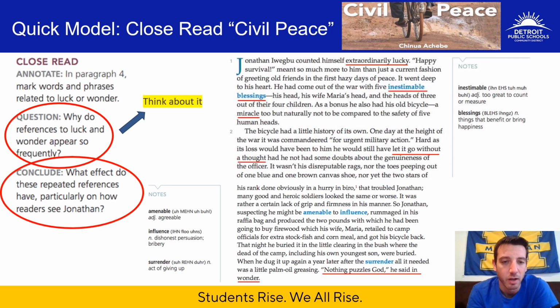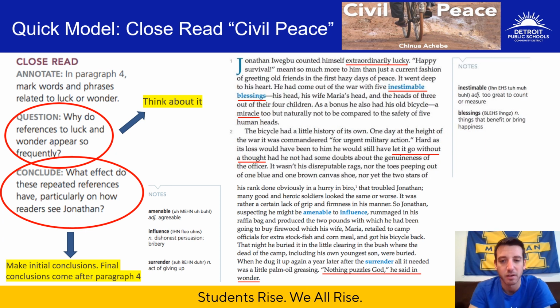And then the conclude part: what effects do these repeated references have, particularly on how readers see Jonathan? I'm not going to make a final conclusion here, but I sort of alluded to that in the question part. We see Jonathan as a pretty holy person and a person that really believes in his faith. And he doesn't question when things happen to him in life. He just takes everything for what it is, and he sees the positive in things because he realizes that things are outside of his control. So that is really just the process that I followed, as you can see for paragraphs 1 and 2. And I think we found some really good information that will help you with paragraph 4.